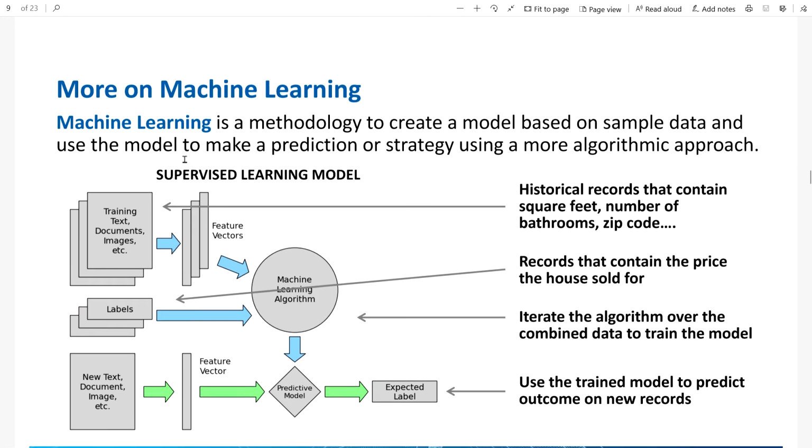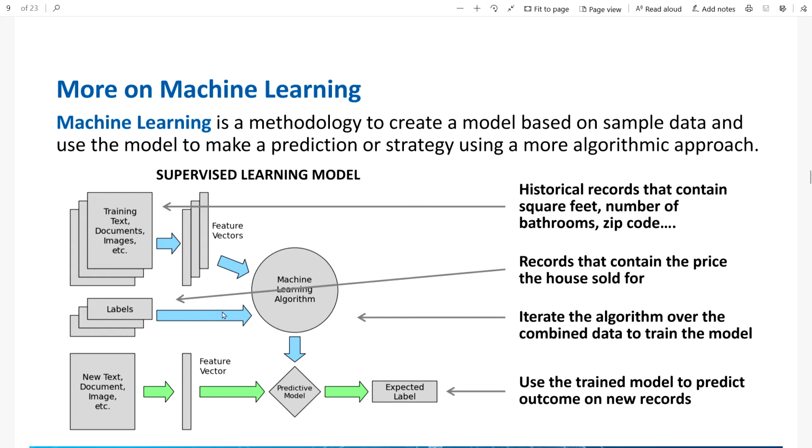So machine learning is a methodology to create a model based on sample data and use the model to make predictions, or a strategy using a more algorithmic approach. A supervised learning model requires historical data that contains square feet, number of bathrooms, or zip code, having the target variable in hand, while unsupervised learning doesn't require that. You don't need to have the target variable in your data when you're applying unsupervised learning, while in supervised learning there is a requirement for the target variable.